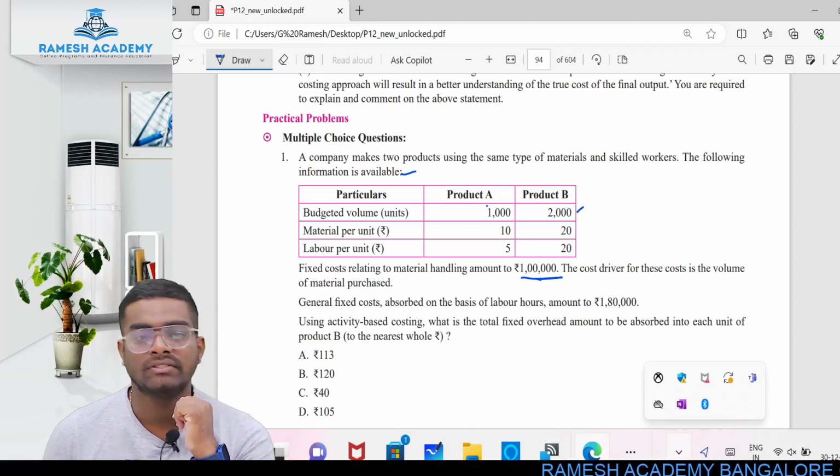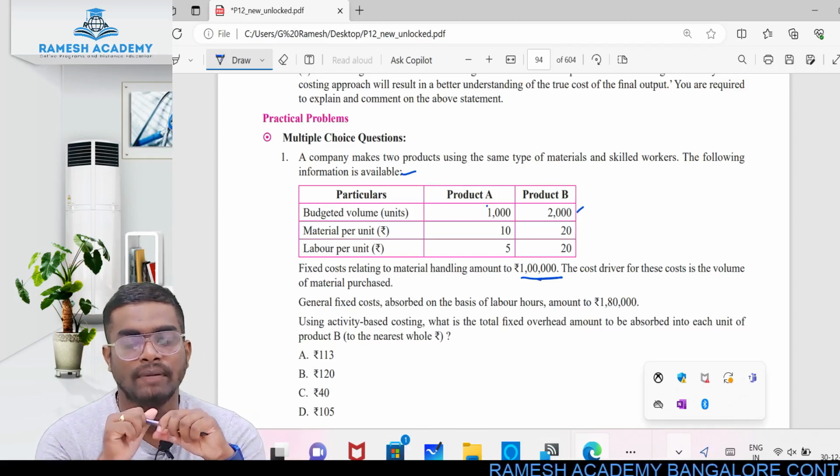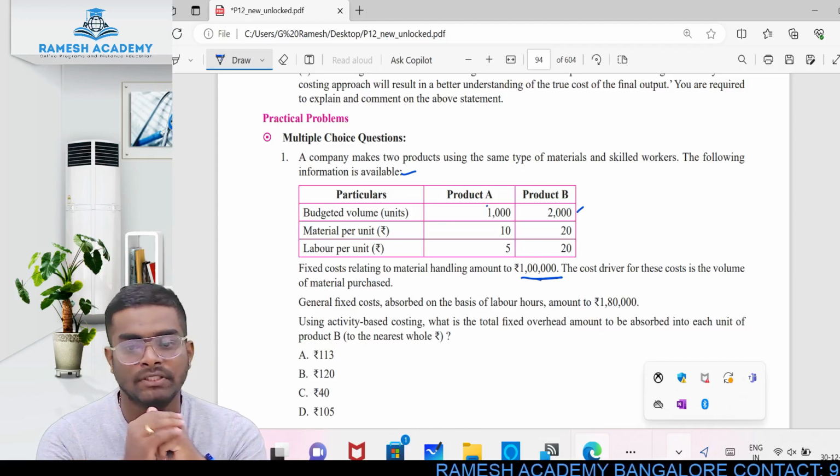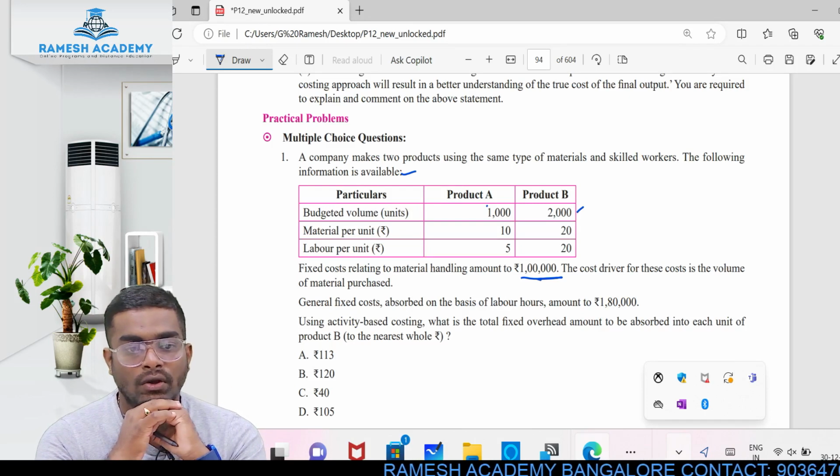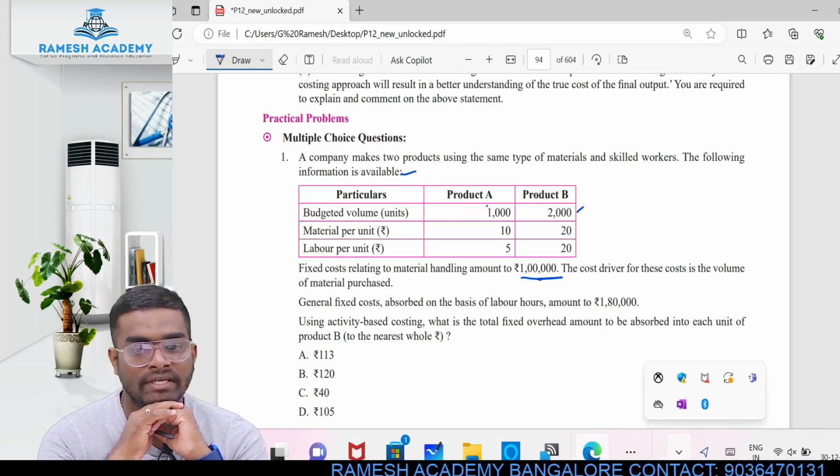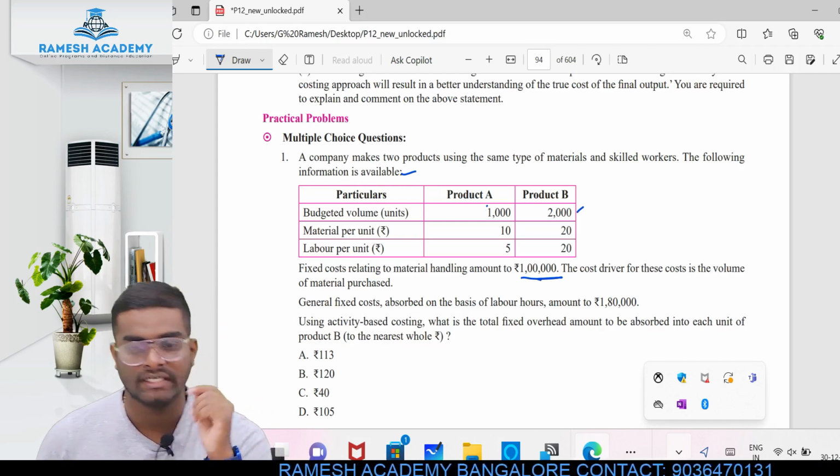So welcome back guys. Today we'll be discussing the practical problems, which cover the multiple choice questions as well as the comprehensive illustrations on ABC costing, that is, activity based costing. So without wasting time, we'll get started.